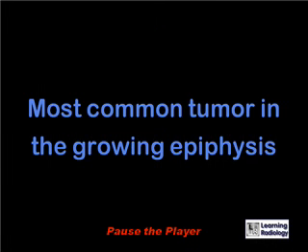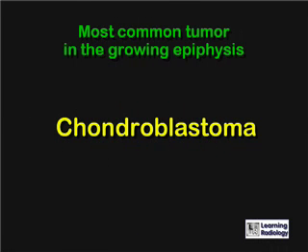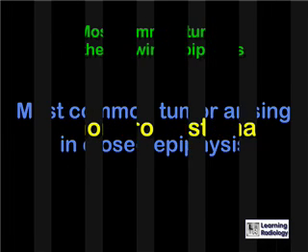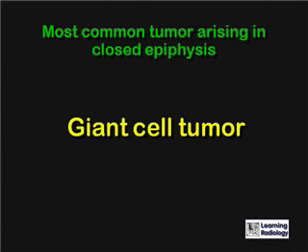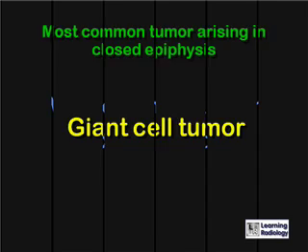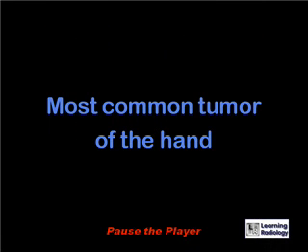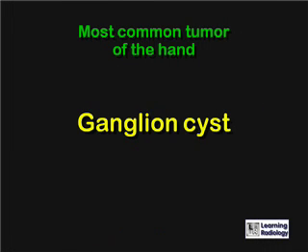What is the most common tumor that originates in a growing epiphysis? A chondroblastoma. What is the most common tumor arising in a closed epiphysis, an adult? A giant cell tumor. What is the most common tumor of the hand? A ganglion cyst.